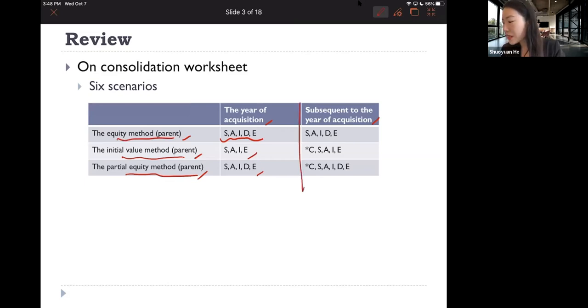And if it is subsequent to the year of acquisition, for example, the acquisition happened in the year 2016 and we are now moving to 2017, then if the parent has been using the initial value or the partial equity method, we need another consolidation entry, star C, to adjust the parent's beginning retained earnings to what it should be under the equity method.